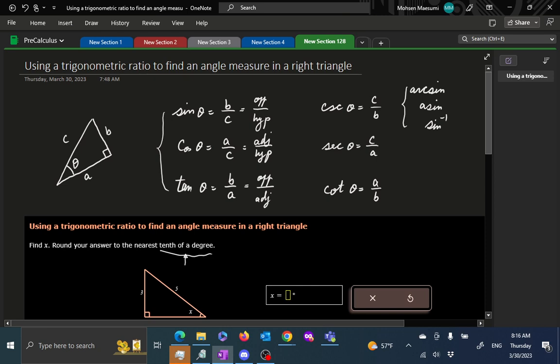Same way for cosine and tangent. So you have several styles: arccosine, acosine, or cosine inverse. These are all in use. Same way, arctangent, atangent, or tangent inverse. These are all styles in use.